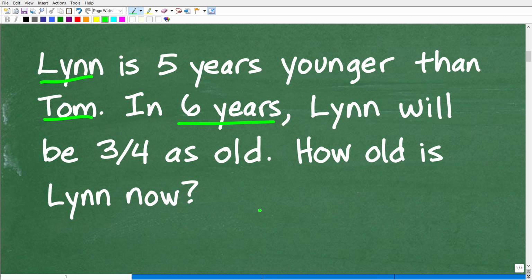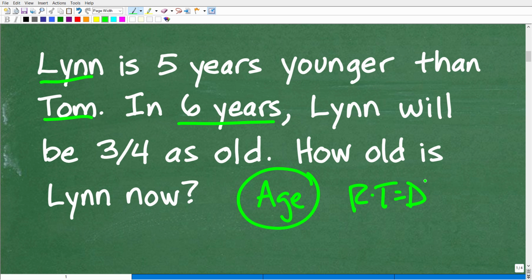So let me just tell you real quick the different types of problems you definitely need to know how to do. One is age problems, which of course we're doing right now. Another type, and these aren't all the types, is rate, time, distance, motion problems. Again, very classic. Mixture problems are another very classic type of algebra problem. And there are some others as well.